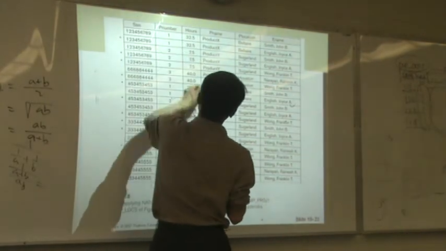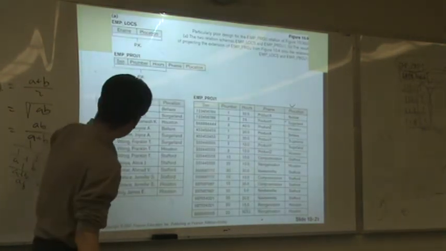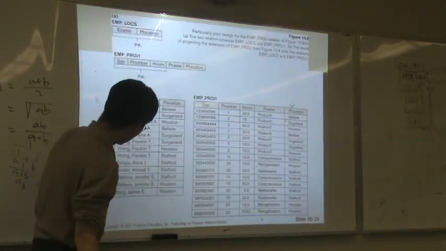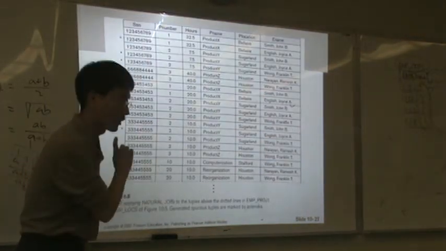However, how many? So 1, 2, 3, 4, 5, 6, 7, 8, 9, 10, 11, 12, 13 times this number of tuples will be created after join.